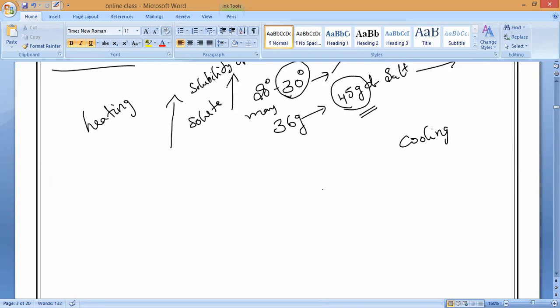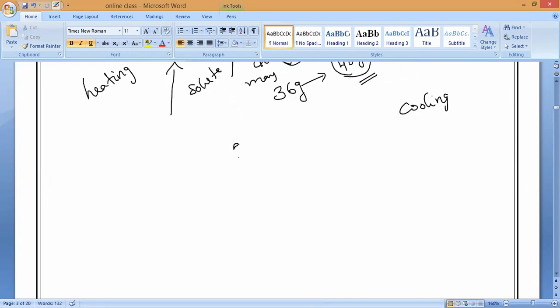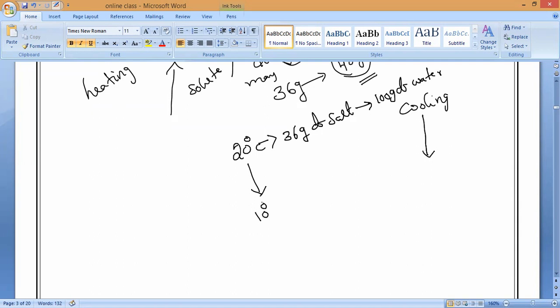Let us see that. For example, let us take 20 degrees Celsius. Maximum how much salt can dissolve? 36 grams of salt is present in how much water? 100 grams of water. Do you understand? Now, I reduce the temperature by cooling from 20 degrees to 10 degrees Celsius. 20 degrees to how much temperature?